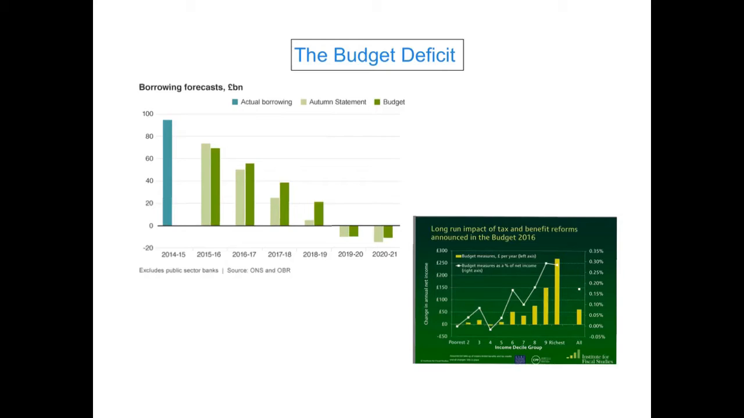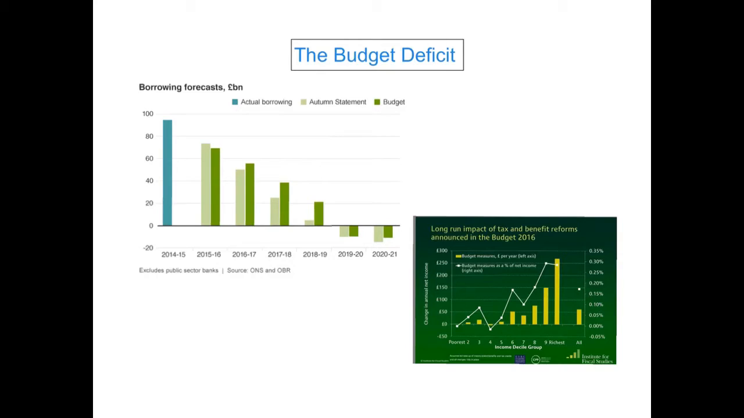The impact is, and this second graph here illustrates this quite well. This is only showing the changes in the budget 2016, but the tax and benefit changes, as you can see, are having a much worse effect on those on low incomes. In fact, those on higher incomes have actually benefited from the changes in the tax and benefit system in 2016.